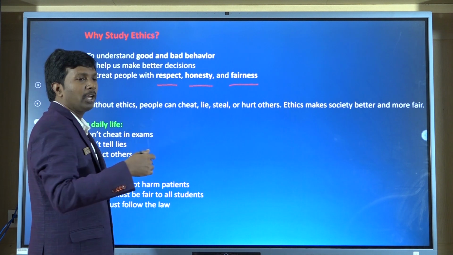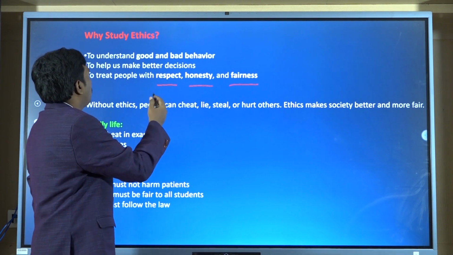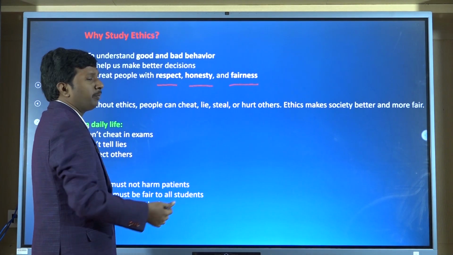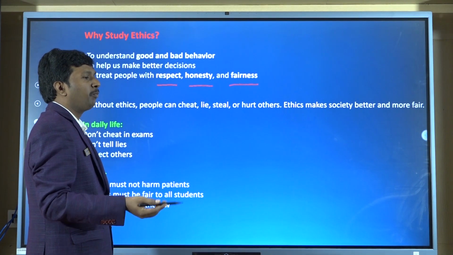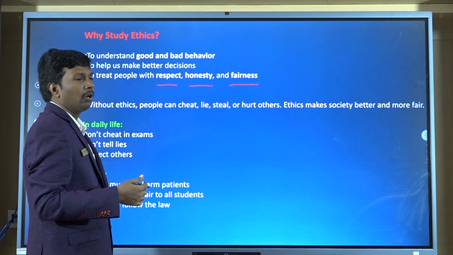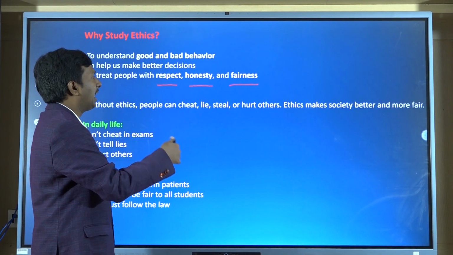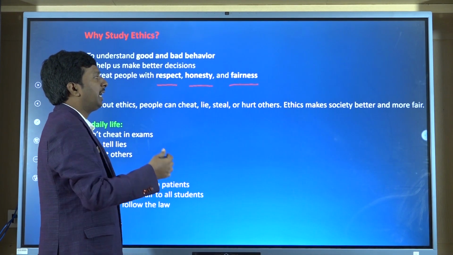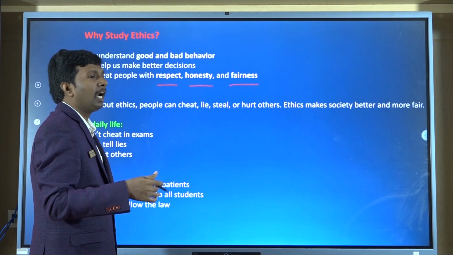Whenever we are communicating with other people, we have to treat them with respect, honesty and fairness. In society, suppose I don't have any ethics, then I can cheat, I can lie, I can steal, or I can hurt other people. So ethics makes society better and more fair.